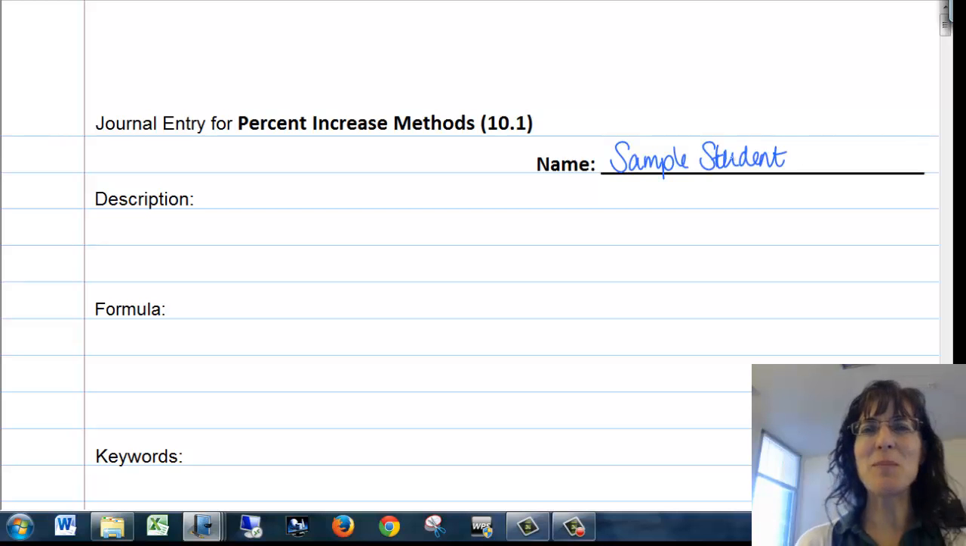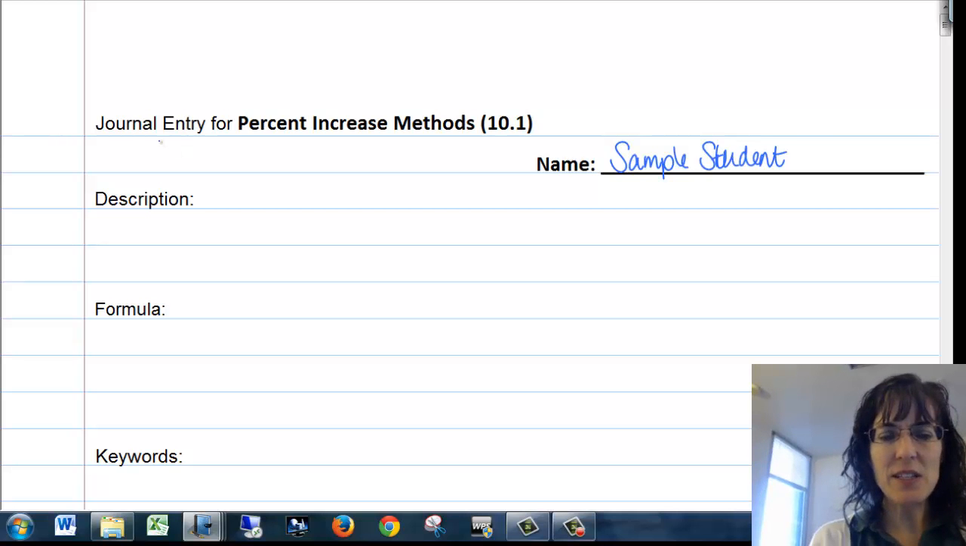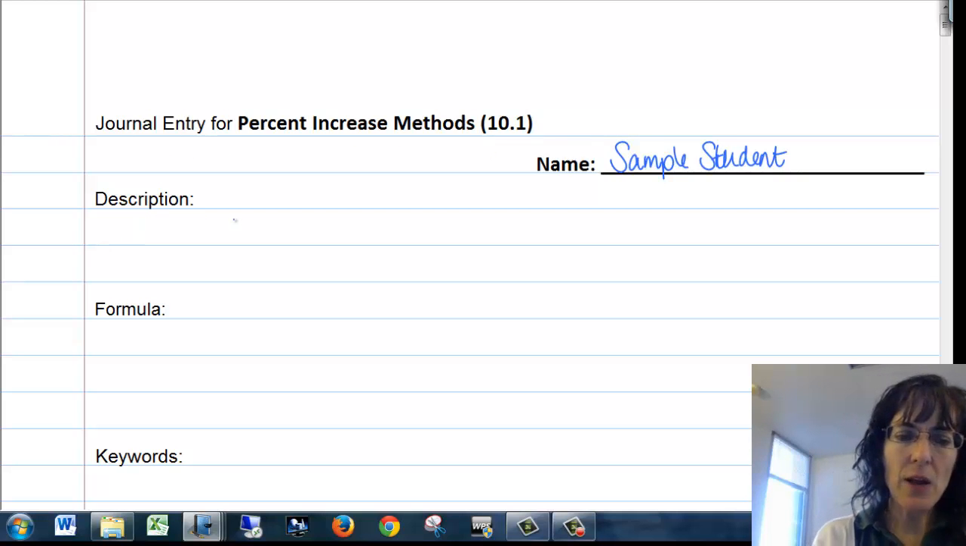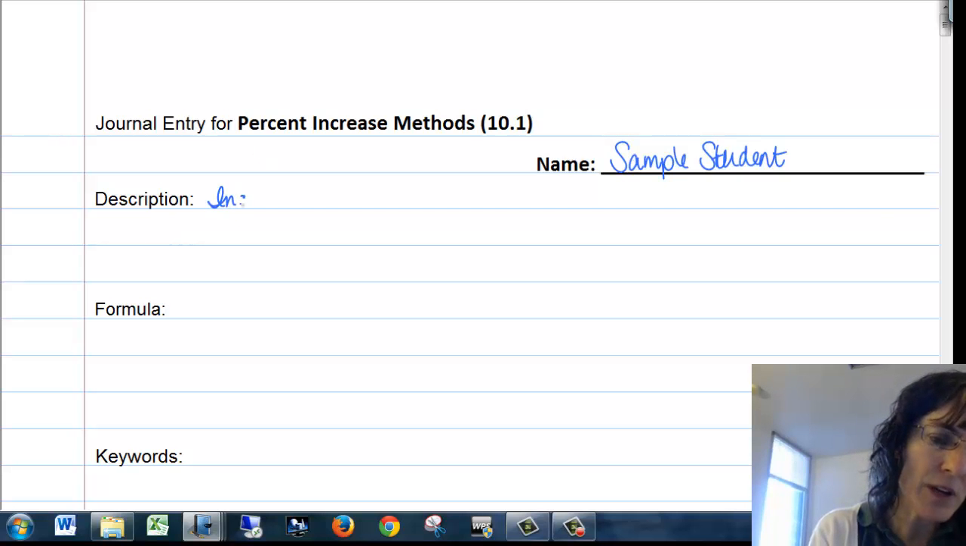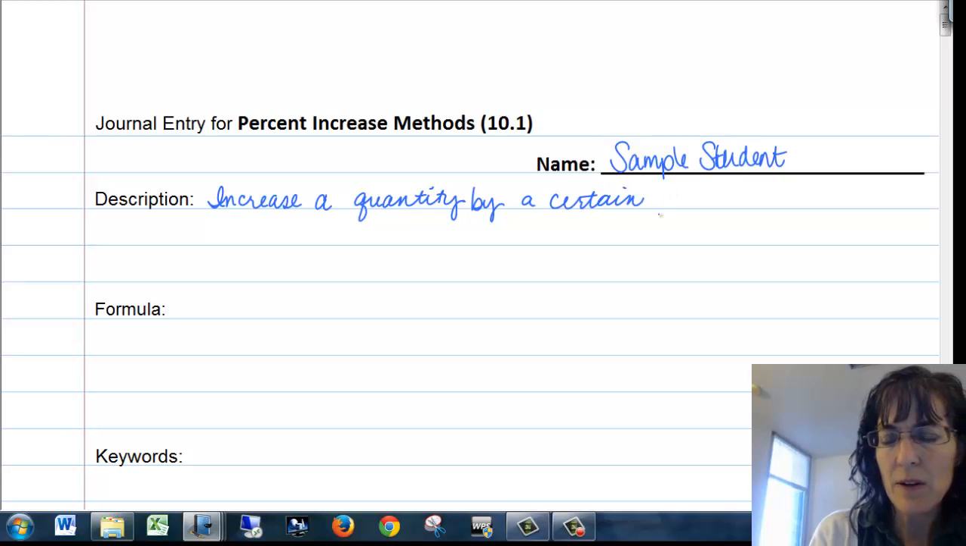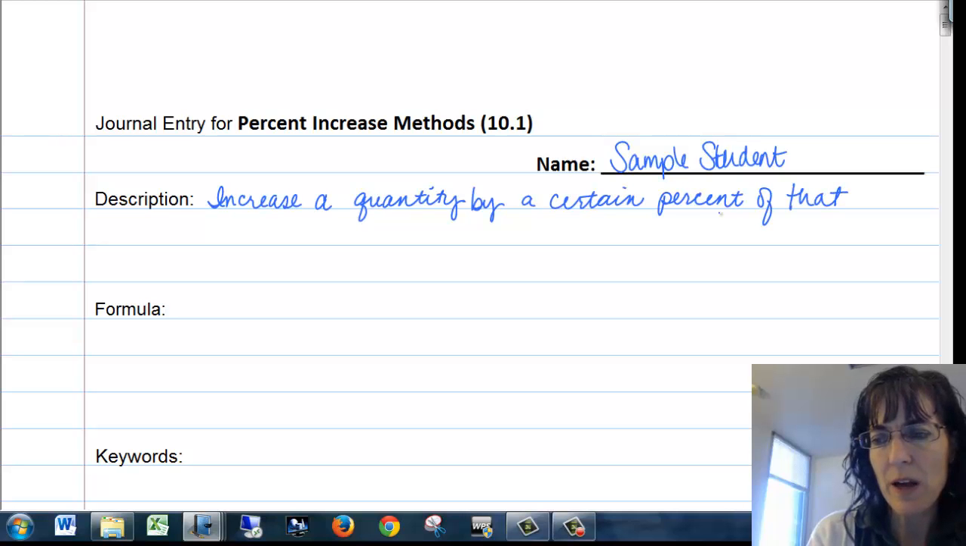I'll call myself Sample Student. And this is my journal entry for percent increase, and it's 10.1 in your textbook if you choose to look at that. The description of percent increase is when you increase a quantity by a certain percent of that quantity.